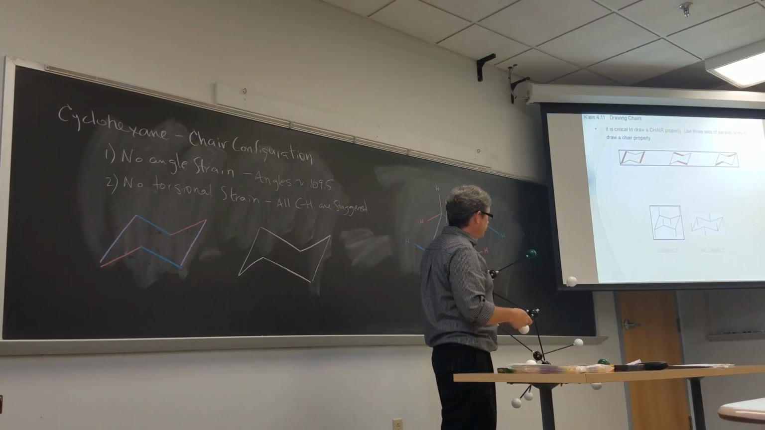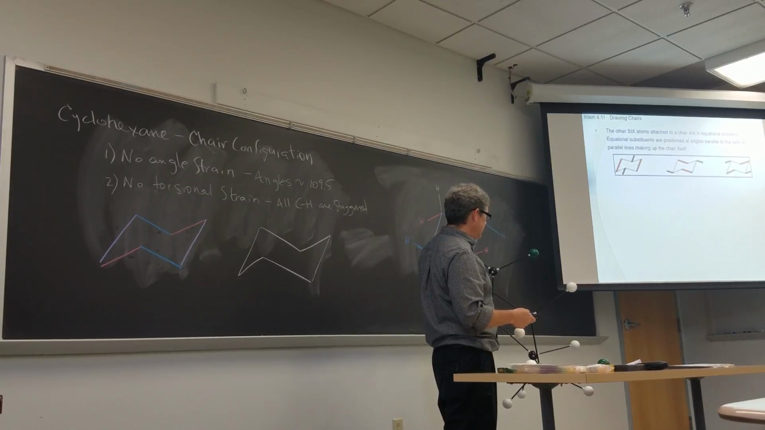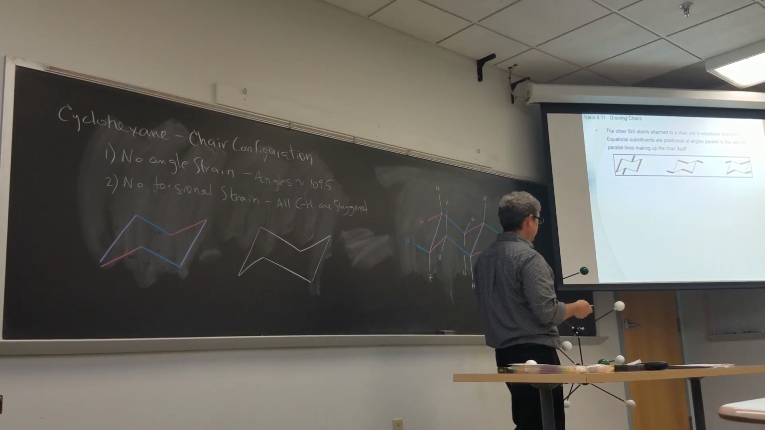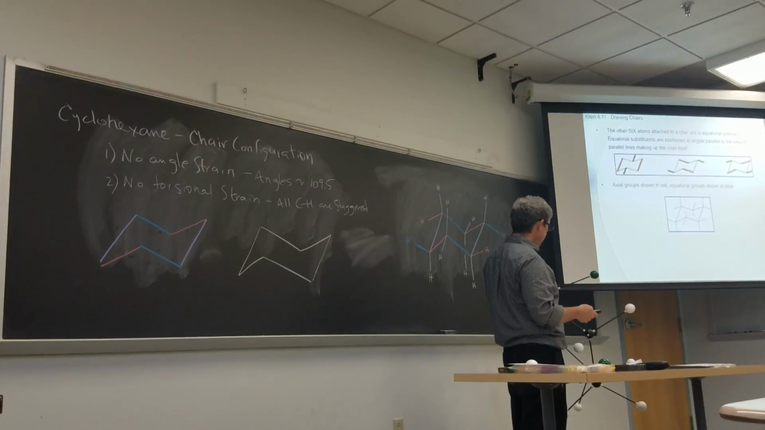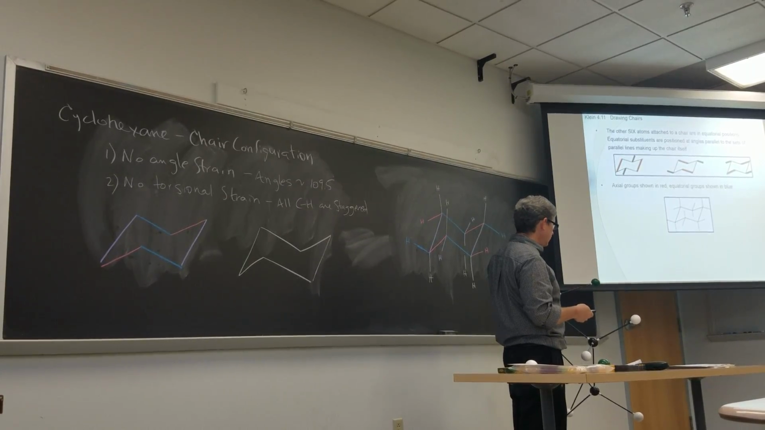So this is how to draw the chair properly, and also the axial positions, and these are the equatorial positions, and showing that you draw them in parallel to some of the other bonds. And then a drawing that shows the different axial and equatorial bonds.